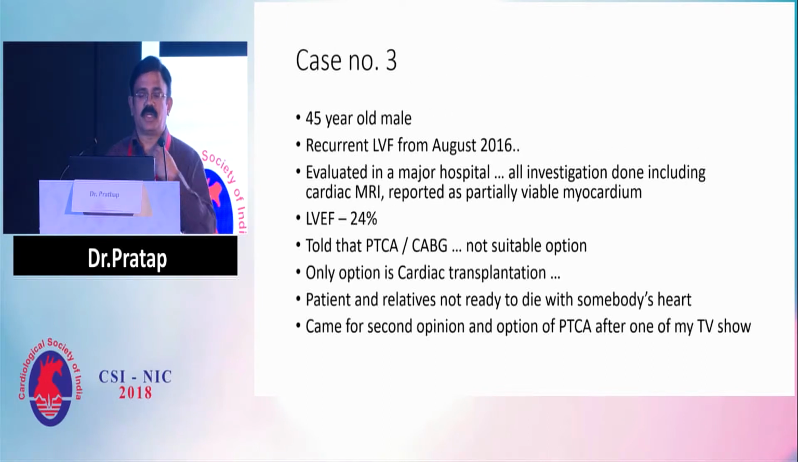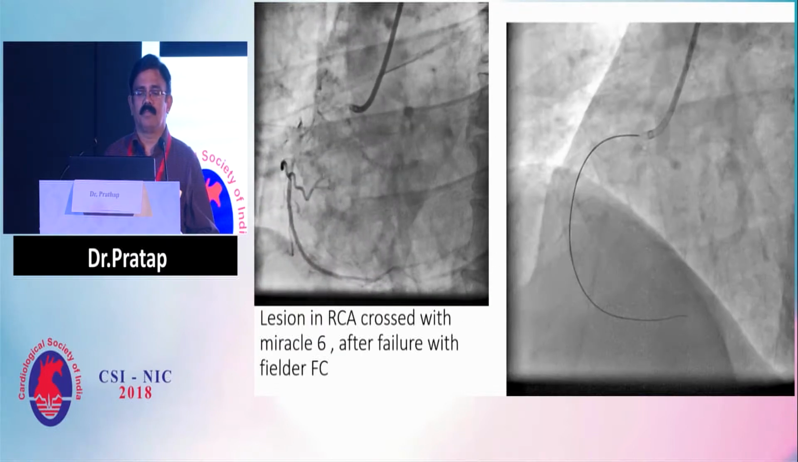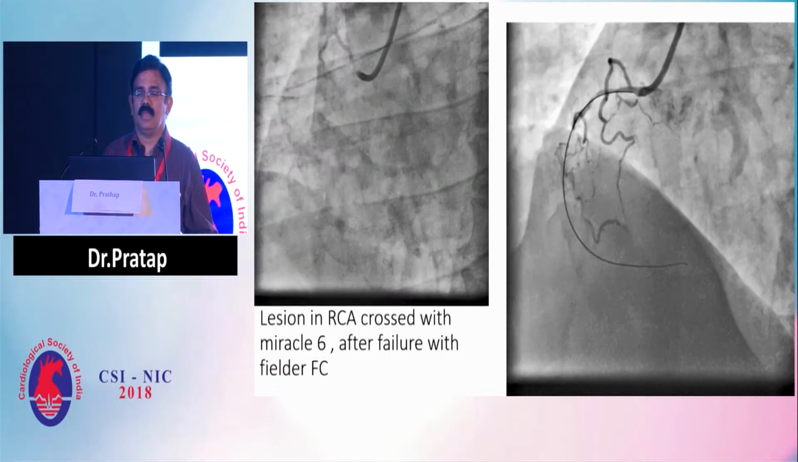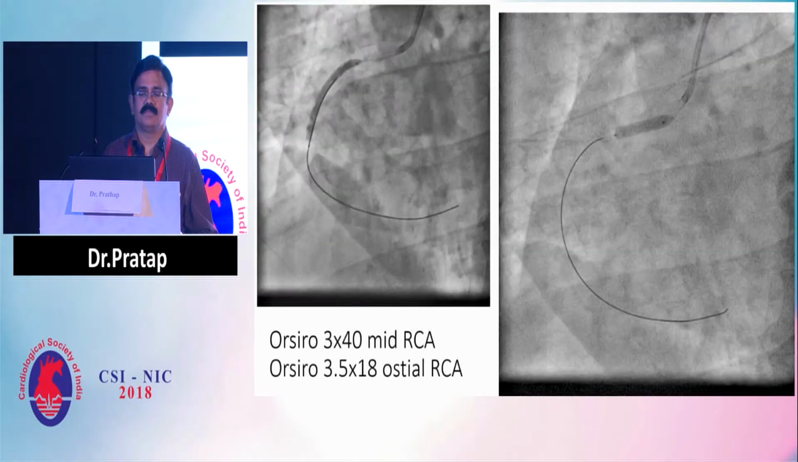This is the third patient, LVEF, from 2016 evaluated in a major hospital, all investigation done, including cardiac MRI, and reported as a partially viable myocardium. LVEF is 24%. Told that PTCA and CABG are not suitable options, only option is a transplant. Patient and relatives not ready to die with somebody else's heart. Came for second opinion. This was the angiogram. Crossed. Partially viable myocardium reported. I put 2 stents.